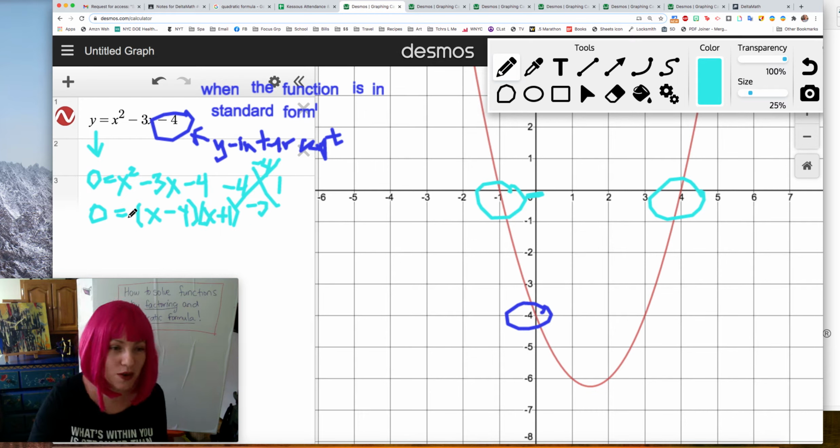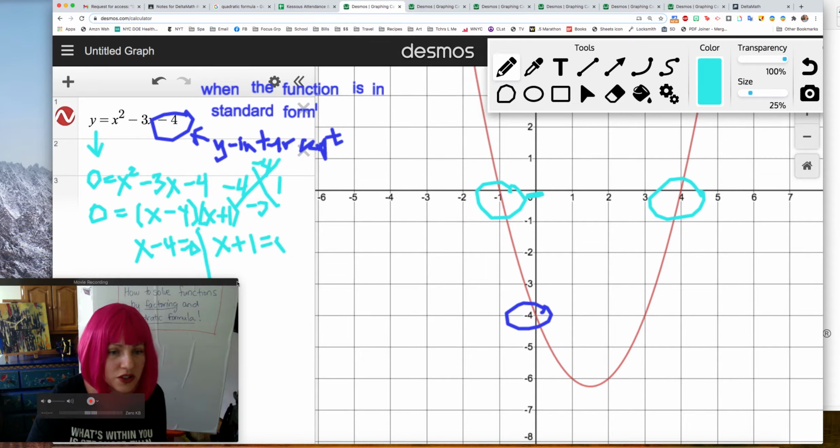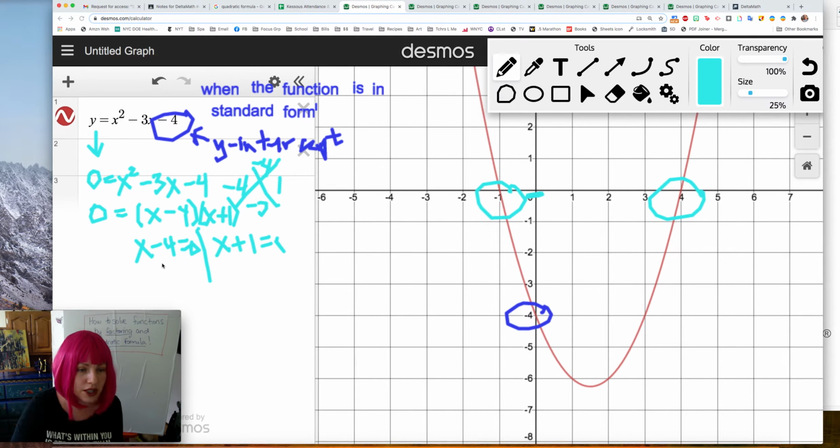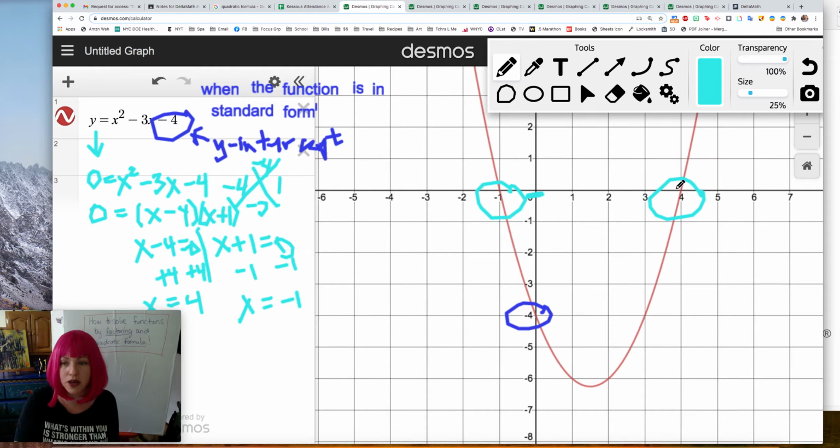If we have an equal sign and factors, this is what we do next. We split it where the factors meet, and we set each one equal to 0. x minus 4 equals 0, x plus 1 equals 0, and then you just solve each one, right? So here you add 4 to both sides, so x is equal to +4, and here you minus 1, and x is equal to -1. Notice that matches: -1, +4.